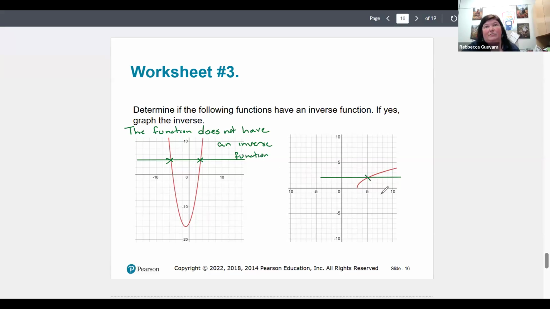Here we see we cross there, and we only cross once. It doesn't matter what line I draw, I only cross once. So this function has an inverse function. Like I said, all relations will have an inverse. We're just determining if that inverse is going to be an inverse function because we're concerned about functions with algebra. All right, so that takes care of the first part. So next we have to do the graphing.